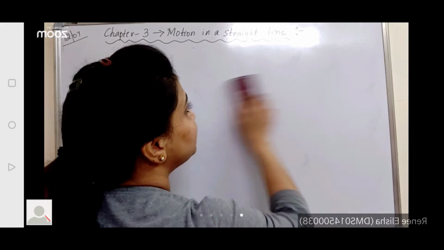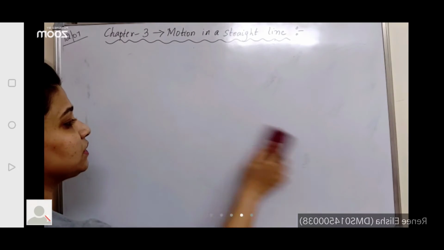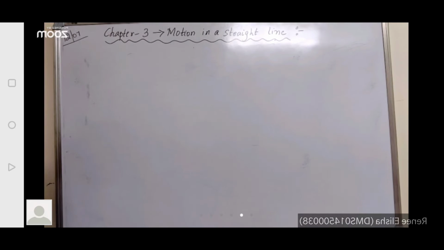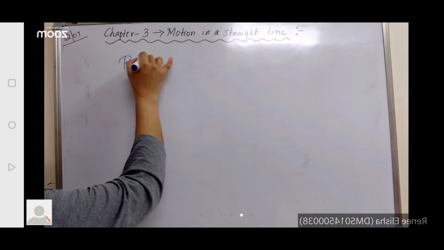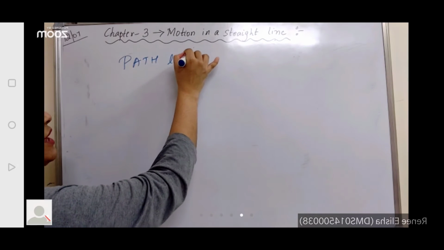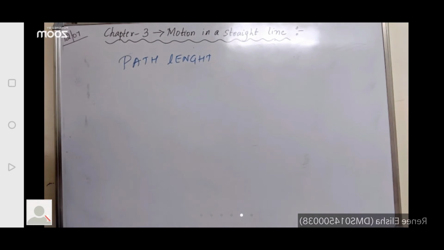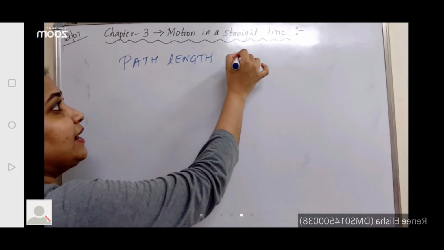So after knowing about this, now let me teach you, how many minutes do we have? How many minutes do we have, children, for the class? 33 minutes. 3 minutes. Okay, I can finish. Oh, yeah, sorry. Okay, now let me teach you what you mean by path length and displacement.